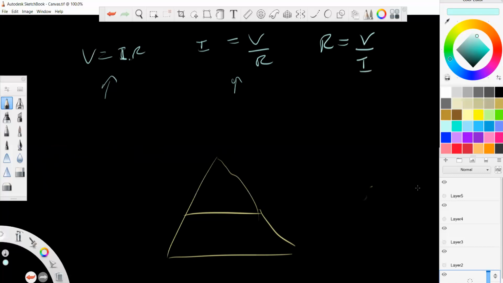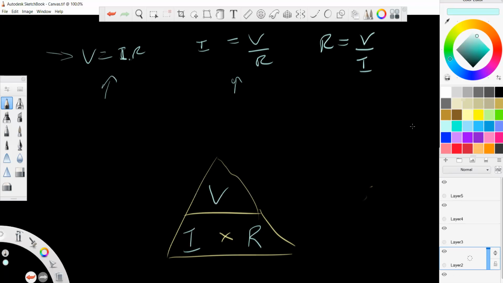Now, what I can do with the triangle method is to draw a triangle like this with a line across the middle and a multiplication sign on the bottom. And I can then write in the elements here so that the equation is correct. So if the equation I know is V equals IR, I write V on the top and I times R on the bottom.